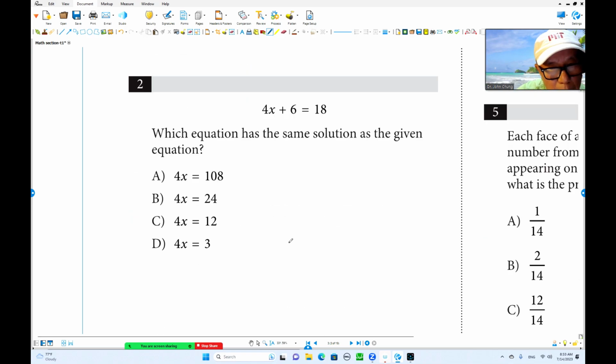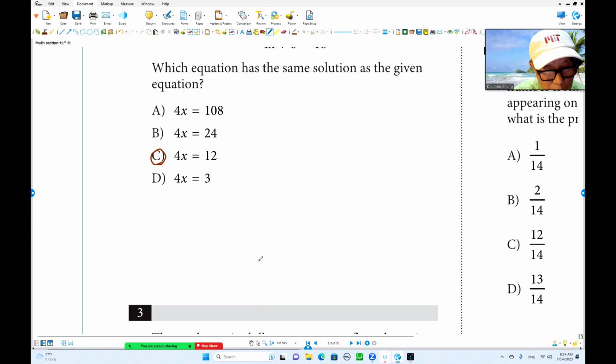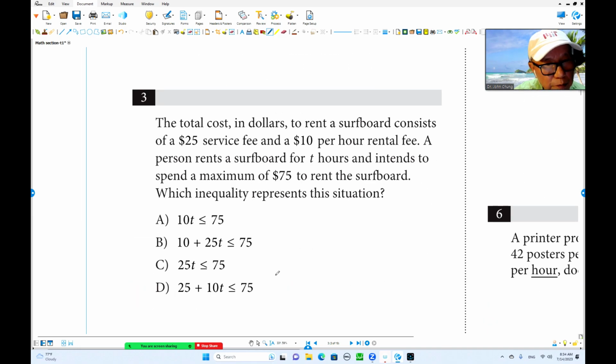The number 2. Take a look over here. 4x plus 6 is 18. 4x is 12 and x equals 3. It doesn't need any work, but we're going to find the equivalent. Equivalent means what? They're going to give the same final answer. The answer is x equals 3. This is the equivalent. The number 3 over here.